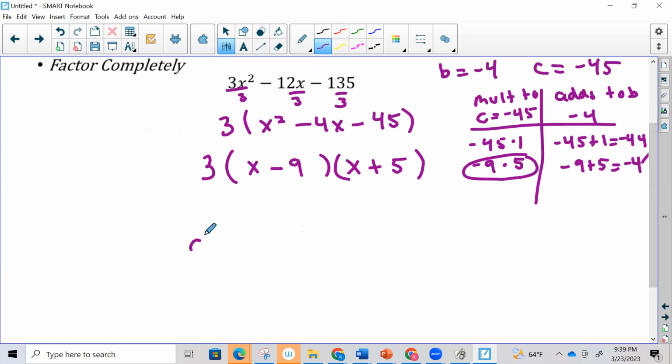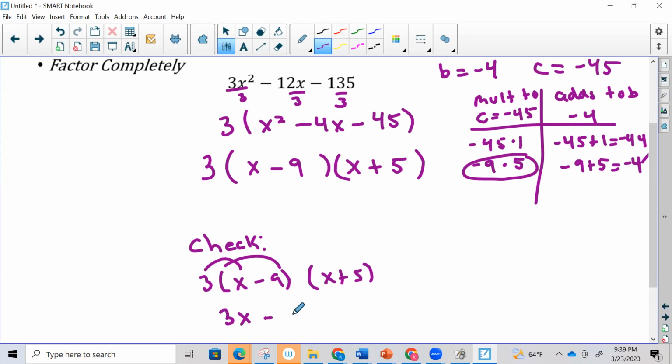And then you should check it. I forgot to check the last one, but remember when we check this, we first multiply kind of left to right. So I distribute the 3 just to the first set of parentheses. So I get 3x minus 18. And then I multiply that by x plus 5.